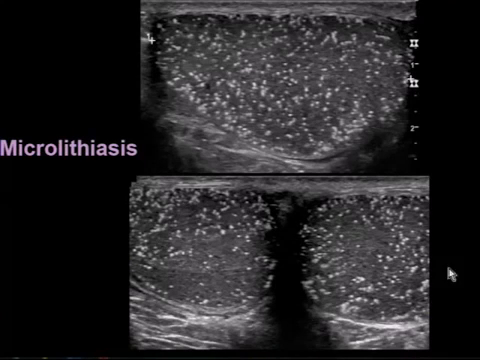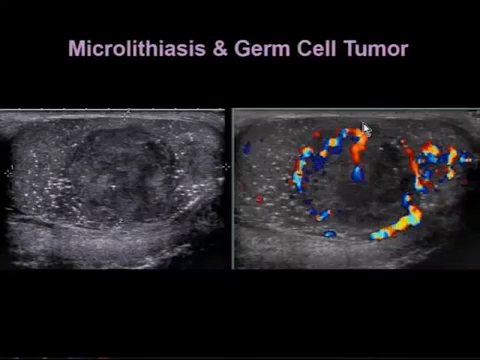You can see on the transverse view that both testicles are filled with these tiny little bright echoes throughout the parenchyma, and on a longitudinal view, you can see the entire testicular parenchyma was involved.